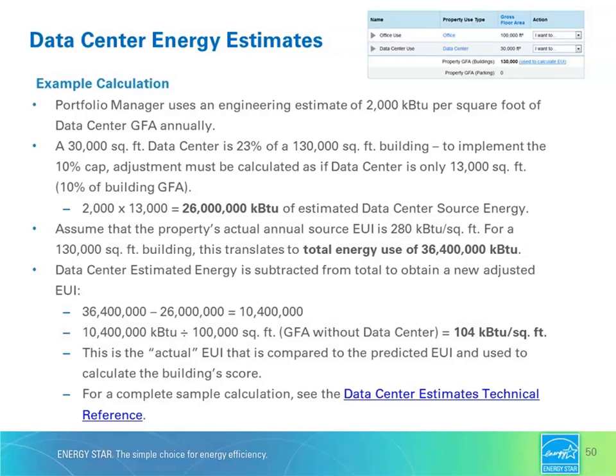Note that the EUI that shows up in Portfolio Manager and on your application will still reflect the actual EUI of the total building, including the data center and its energy. So in this case, what you'll see on your application and in Portfolio Manager will still be that 280 kBTU per square foot. But the value that's used to calculate the score behind the scenes would be 104 kBTU per square foot. So this is a pretty technical example, and if you'd like to dive a little bit more into the weeds on this, you can refer to the Data Center Estimates Technical Reference, which is linked on this slide. But this is meant to be sort of a high-level review of how this calculation works mathematically.